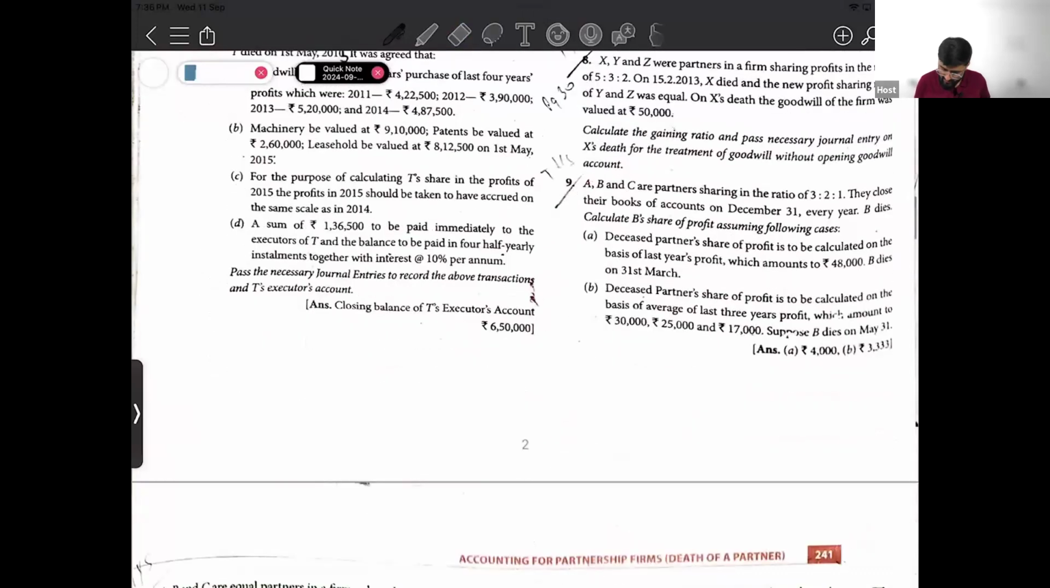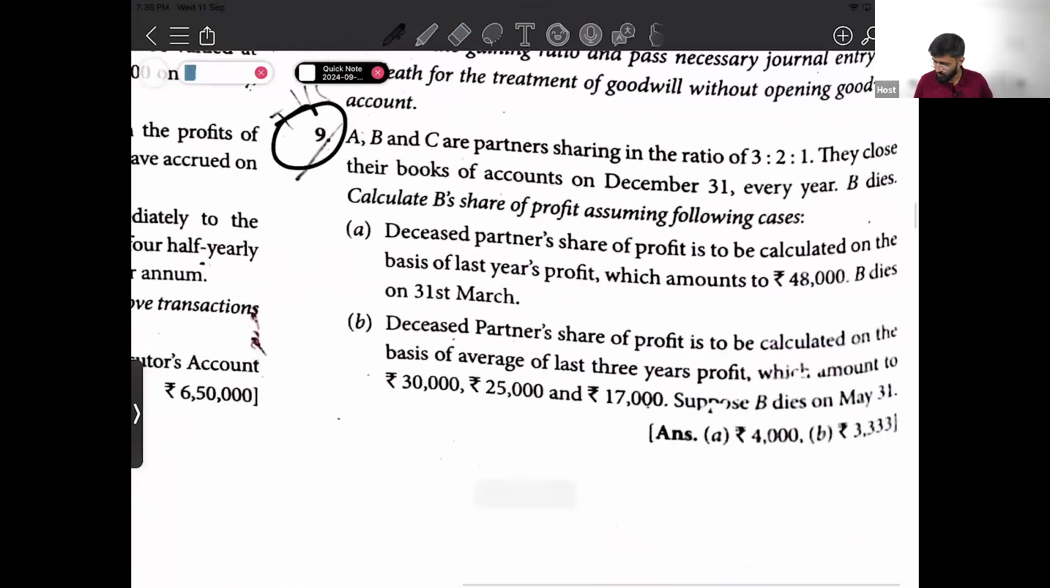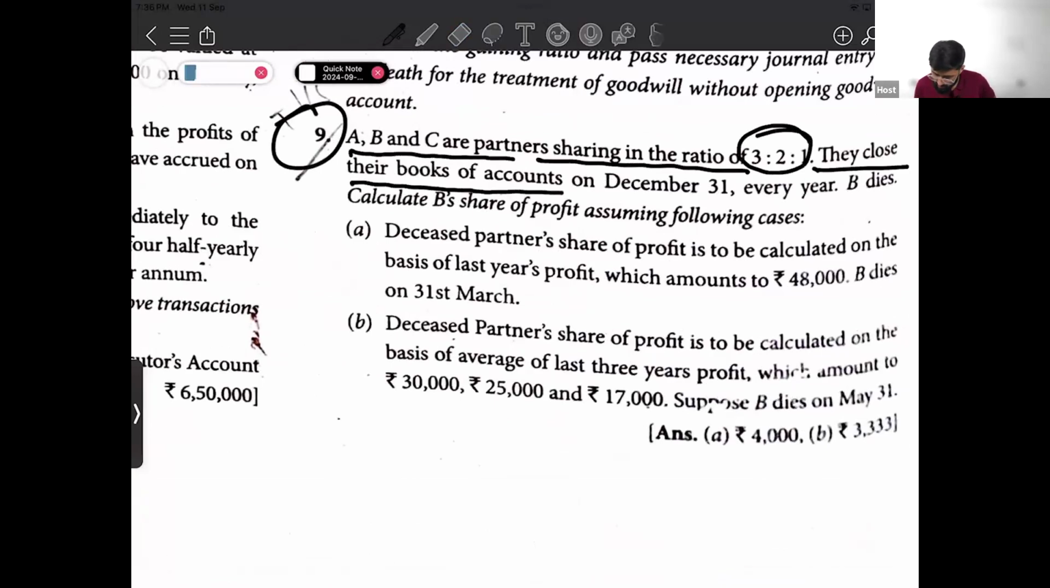Question number 9. Let's see question number 9. It's a similar type of question. Let's read this question. A, B, and C are partners sharing in the ratio of 3 is to 2 is to 1. They close their books of accounts on December 31st every year. So the year ends on 31st December every year. B dies.